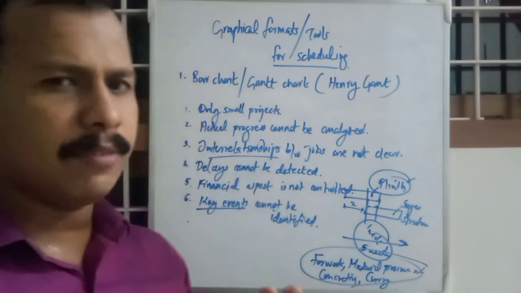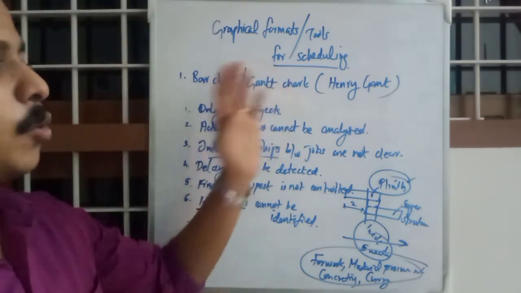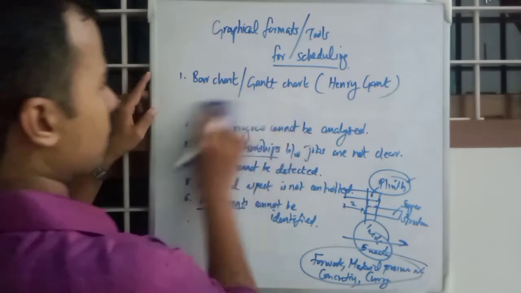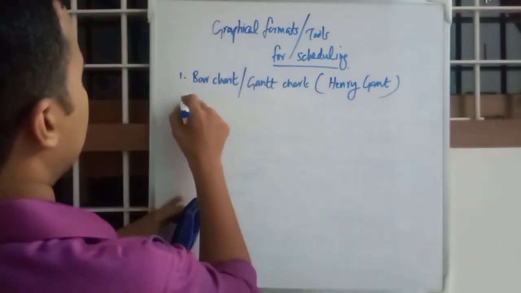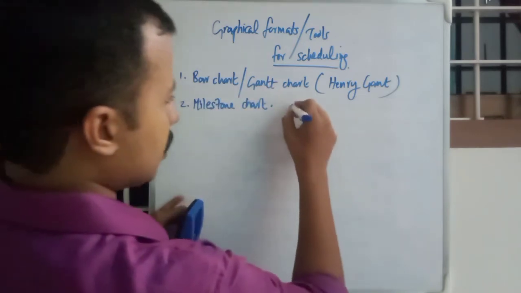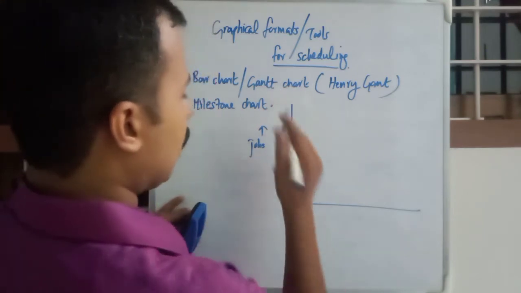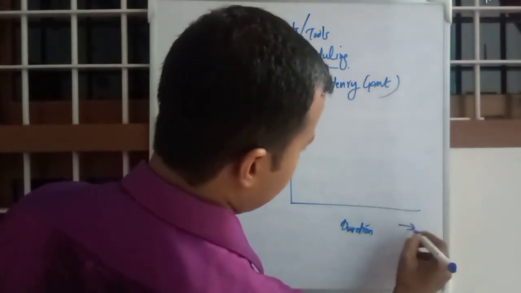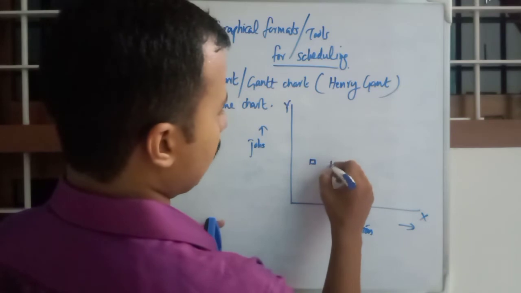Even now we are using Gantt charts for many smaller projects, and one more graphical format or tool for scheduling came to be similar, and that is called the Milestone chart. A Milestone chart is a bit different from and similar to a Gantt chart. Milestone charts are again graphs with jobs at the y-axis and duration at the x-axis, with only milestones. That is, we will be using tiny squares like this.